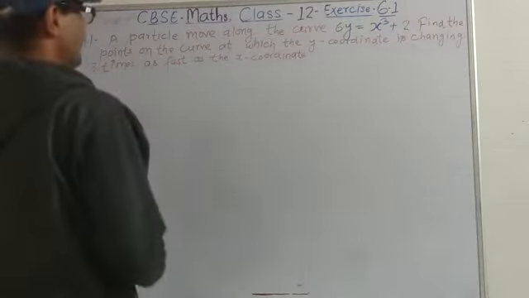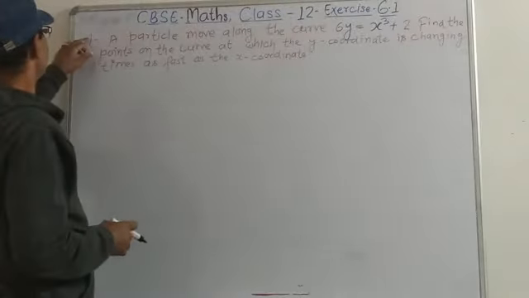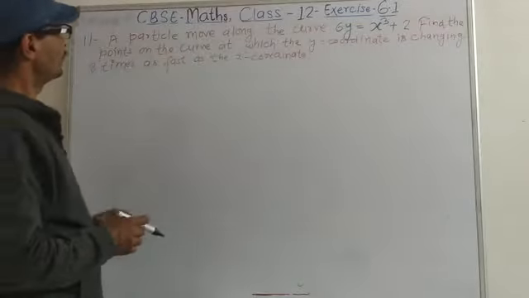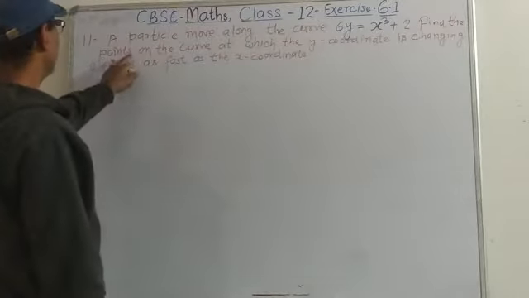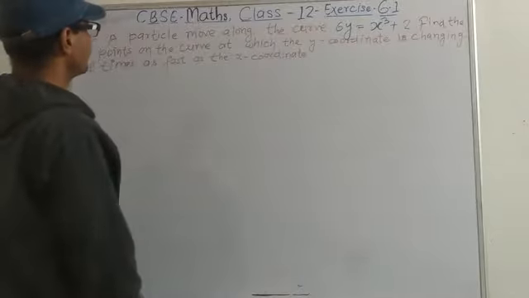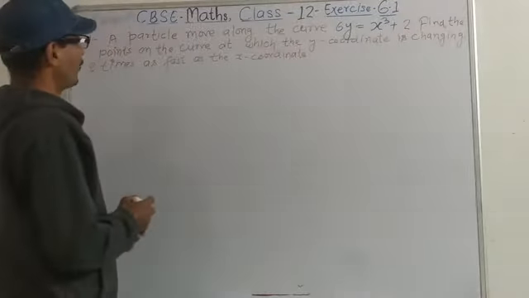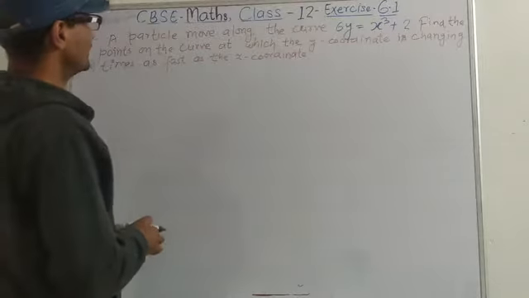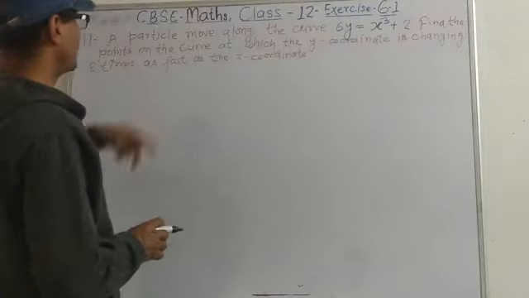We will do question number 11 from exercise 6.1. A particle moves along the curve 6y = x³ + 2. Find the points on the curve at which the y coordinate is changing 8 times as fast as the x coordinate. Here we need to look at the rate of change of both the coordinates.